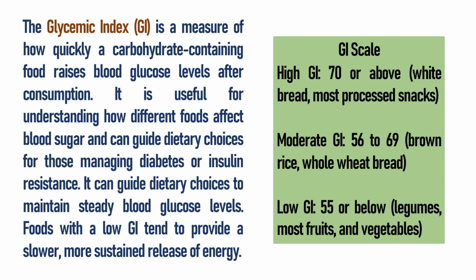Foods with a low glycemic index tend to provide a slower, more sustained release of energy. Shown here is the glycemic index scale with common examples: high glycemic index, 70 or above; moderate glycemic index, 56 to 69; low glycemic index, 55 or below. Foods with low glycemic index are to be preferred.